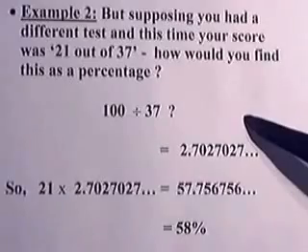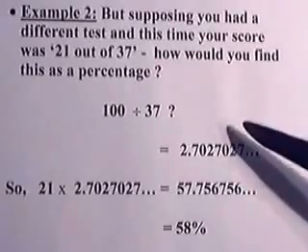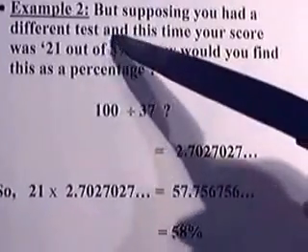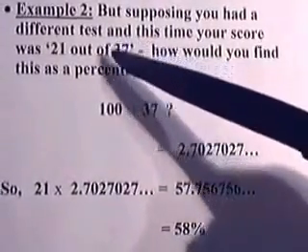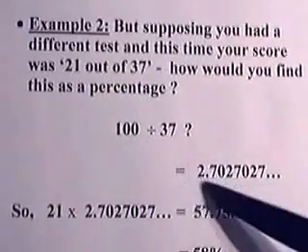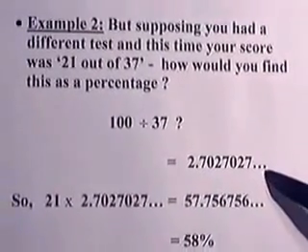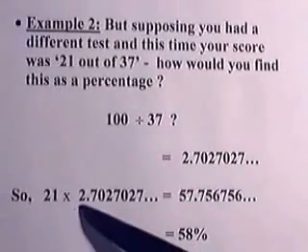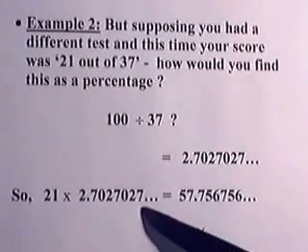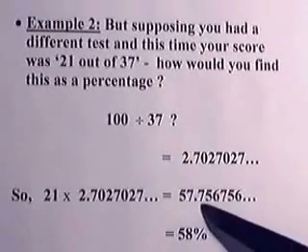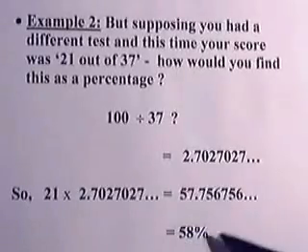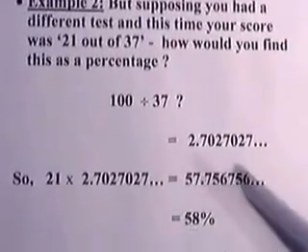Okay, in this case we've had to use a calculator. In example 1 we didn't, because we knew that 25 fitted exactly into 100. Here we couldn't see how many times 37 fitted into 100 exactly, so we had to use a calculator which generated this long decimal. Doesn't matter, multiply that by the 21, and this tells you that if we increase 21 by this amount of times, you would have achieved about 57.7 questions correct out of 100, or in other words 58% would have been right.